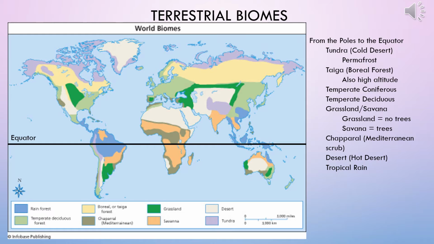This shows you the location of the major terrestrial biomes on the planet. I've also provided a list for you that looks at the biomes from the poles toward the equator. We're going to talk through those very briefly. Let's begin at the poles. The North and South Pole is made up entirely of tundra, also known as a cold desert. The tundra is identified by low precipitation and very low temperatures.